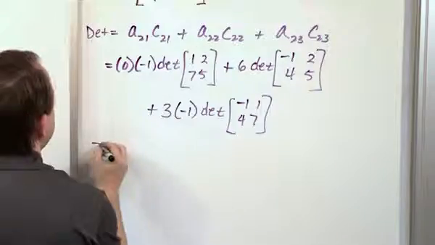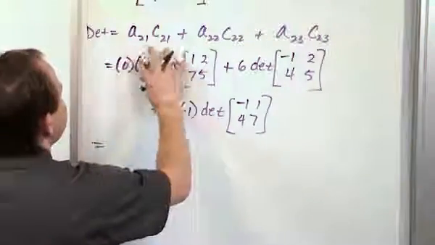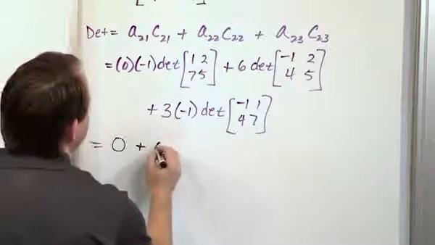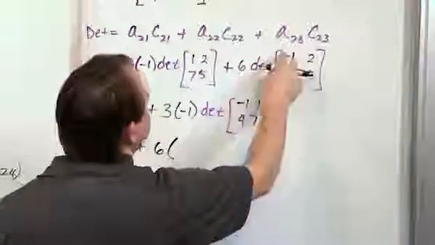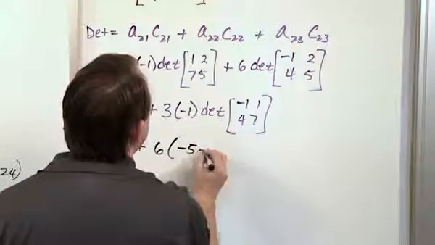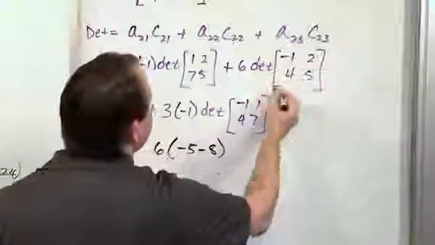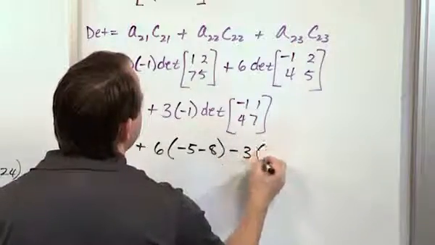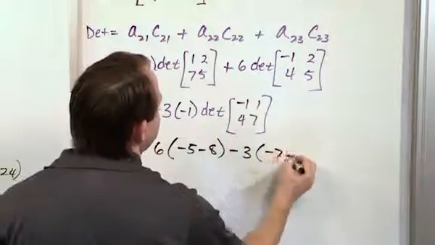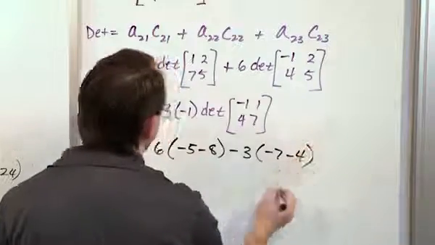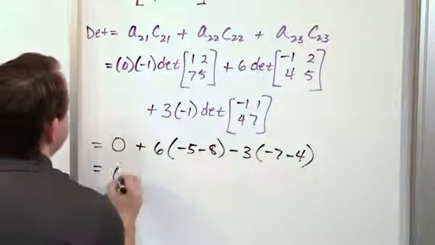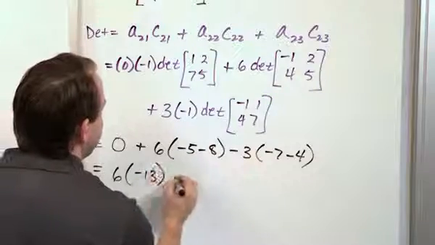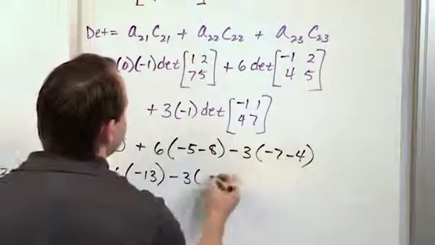So now we realize that there's a 0 in front of this whole calculation, so it wipes it out. We just stick a 0 there. Then we have the 6, and inside of this determinant we have negative 5 minus 8. Negative 5 minus 4 times 2 would give us 8. And then we have a negative 3 on the outside, and on the inside we have negative 7 minus 4. So we have a 6 on the inside here. We have negative 13, and then minus the 3, and then here we have negative 11.